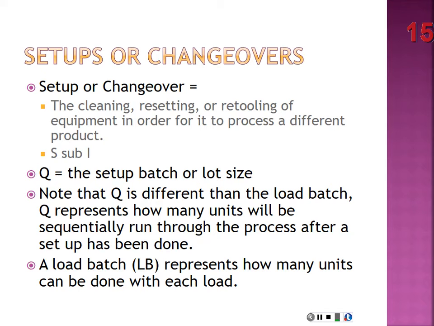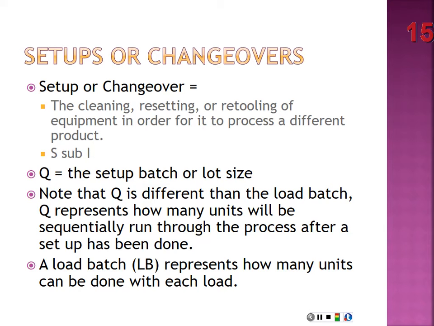So for example, let's go back to our bread baking oven. Maybe I have to set the temperature at 350 and it takes 5 minutes for the oven temperature to reset. While my load batch is that I'm going to do 10 units at a time, maybe I'm going to do 10 batches, so my setup batch size is going to be 100, because I'm going to run 100 through based on that one setup. But my load batch is only going to be 10 loaves at a time. Are you seeing the difference between those two?